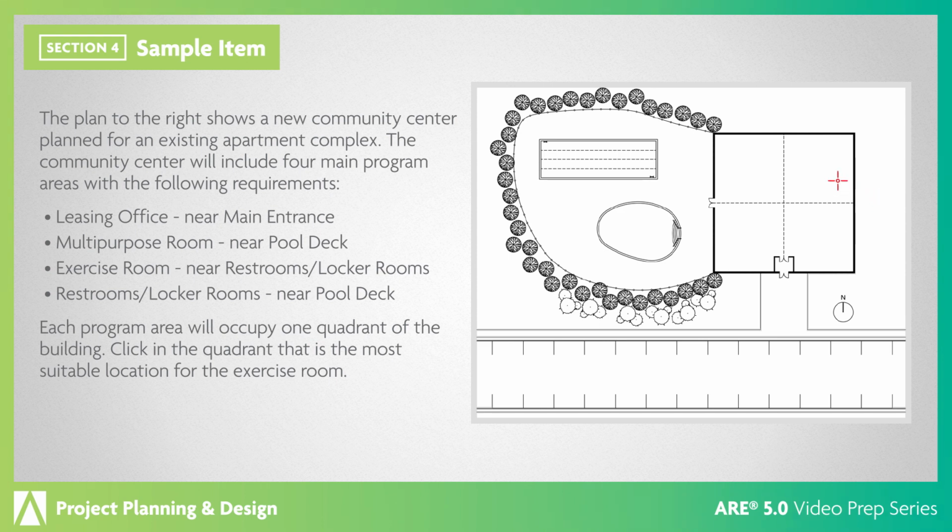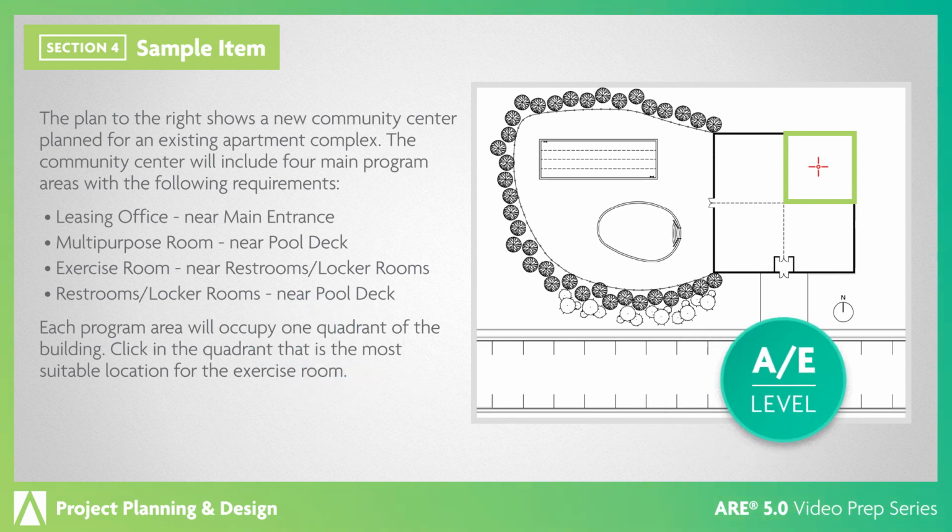The correct answer is the northeast quadrant of the building. By reviewing the site plan, you can see the locations of the main entrance and the pool deck. Based on that info, you can then determine the locations of the various program spaces given the listed requirements. The multi-purpose room and the restrooms/locker rooms must both be on the west side of the building. The leasing office goes in the southeast corner of the building in order to be near the main entrance. This leaves the northeast quadrant for the exercise room location. This AE level item requires you to evaluate multiple pieces of plan and program information to provide an acceptable solution.